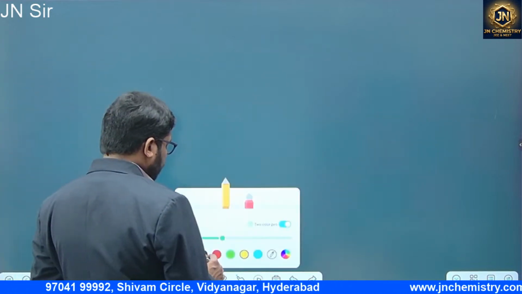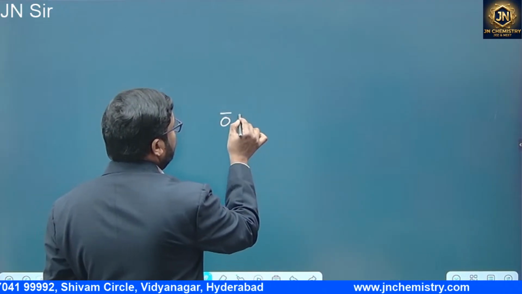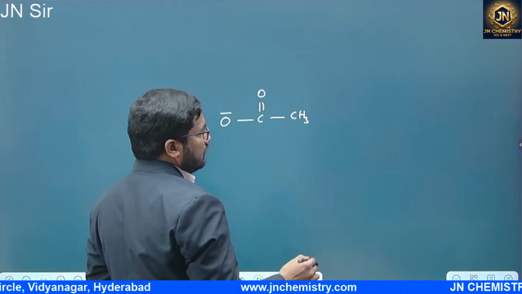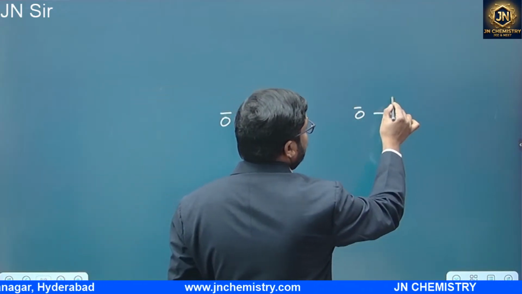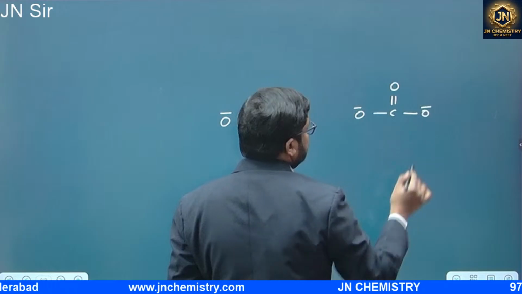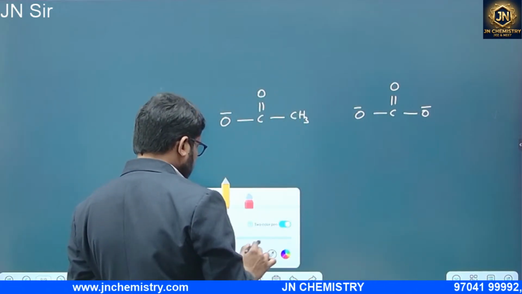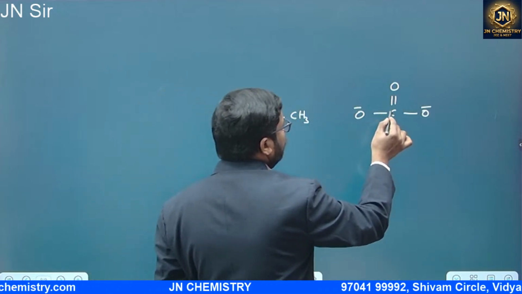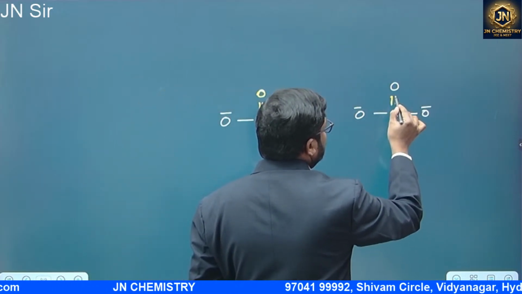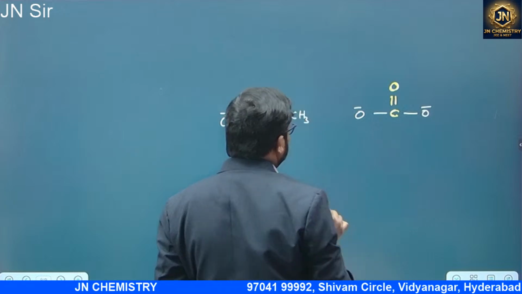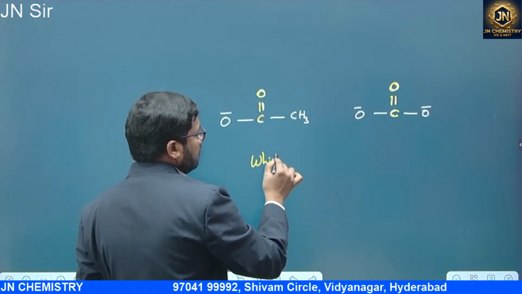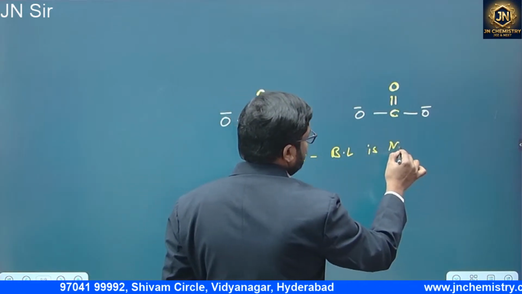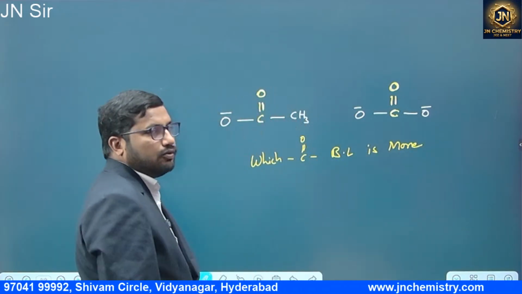So here is one more important question which I am asking you. O minus C double bond O CH3, O minus C double bond O minus. Which C double bond O bond length is more?